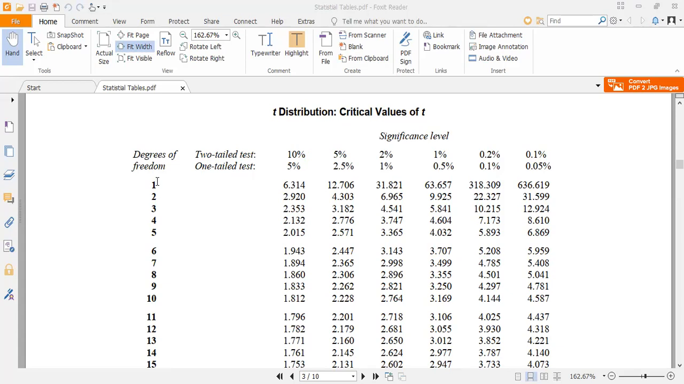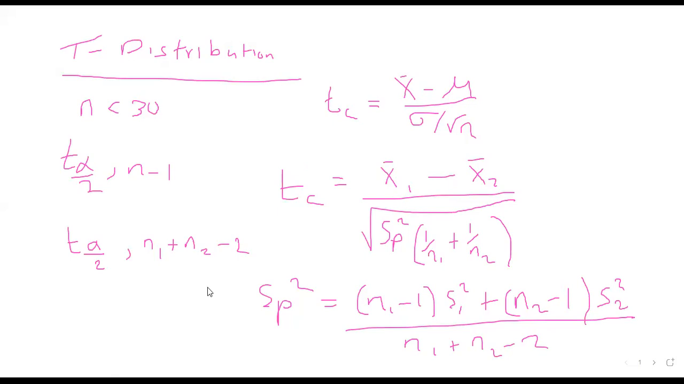So we are going to look at a few formulas that accompany the t-distribution. To start with, it's important to know that the t-distribution is used when samples are less than 30. So for a two-tailed alpha over 2, the degree of freedom is usually n minus 1. For two samples, we just add n1 plus n2. Instead of subtracting 1, we subtract 2.